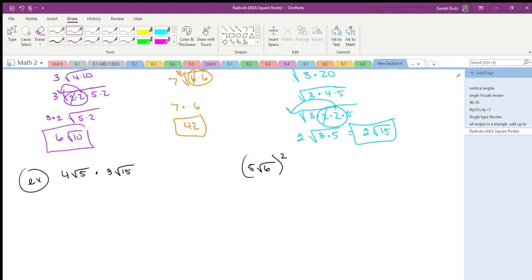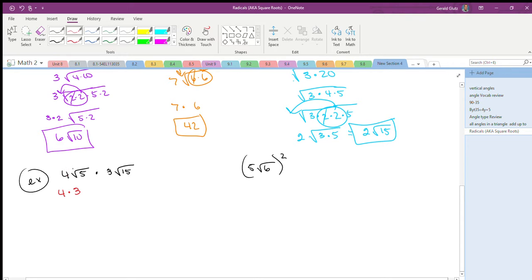All right, so last 2 examples here. This time we have 4 root 5 times 3 root 15. So whenever you're multiplying numbers, it does not matter what order you multiply them in. So what I like to do is I like to keep the whole numbers together because you can only multiply whole numbers times whole numbers. You can never multiply a whole number times whatever's inside. So whatever's outside and whatever's inside, you can't combine them.